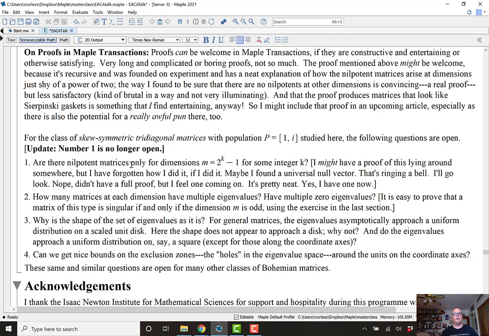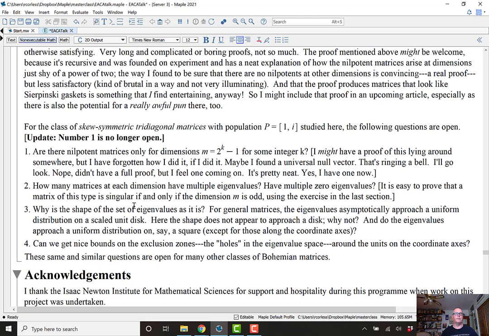Okay, how do we prove that? Well, here's some more open questions. How many matrices at each dimension have multiple eigenvalues? How many have multiple zero eigenvalues? So that means the dimension is odd, that's easy. But counting the number of matrices with multiple zero eigenvalues, I don't know how to do that.